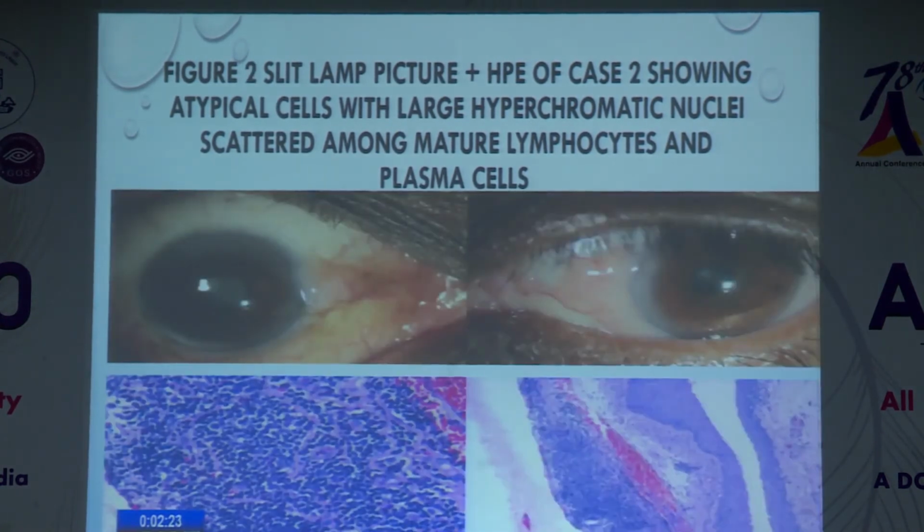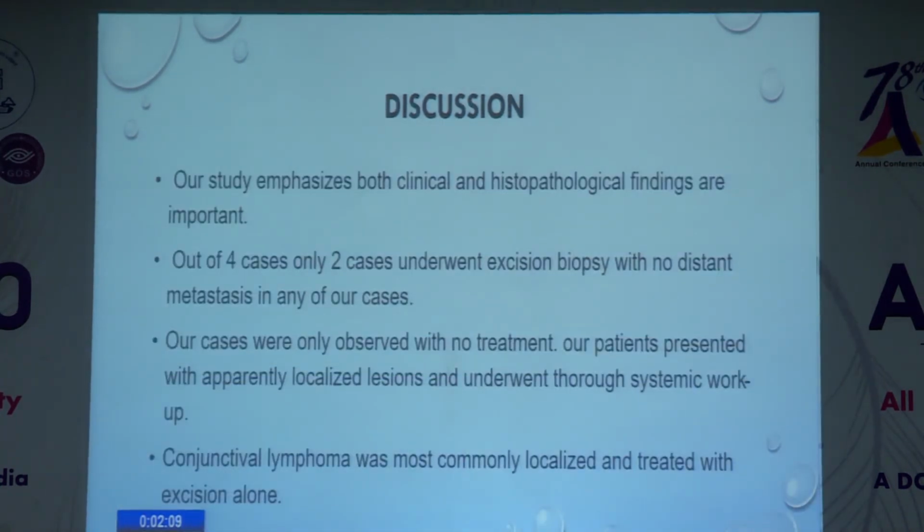This is the case 2 picture where we see both the eyes showing clinical pictures of the salmon colored patch. But along with that, we see atypical cells with large hyperchromatic nuclei along with mature lymphocytes and plasma cells in the HPE picture. So what we see in our study is the emphasis of both clinical and histopathological examination. Out of our 4 cases, only 2 underwent excision biopsy with no distant metastasis in any of our cases.